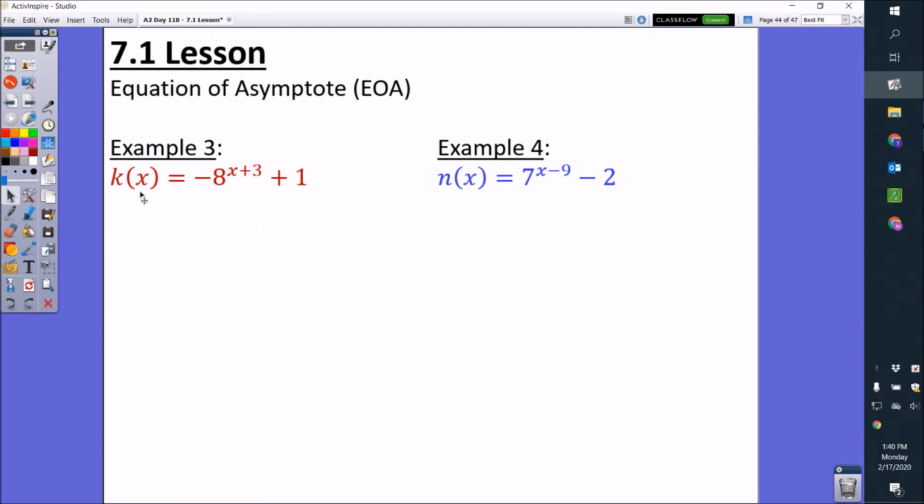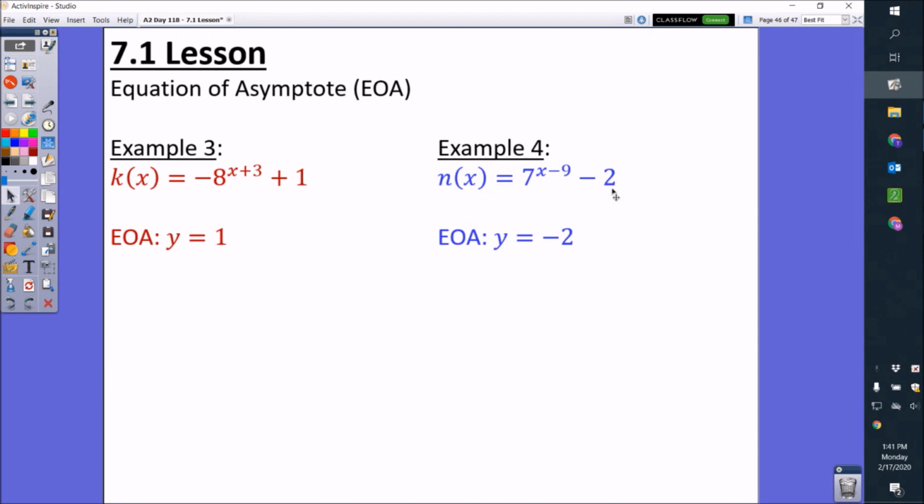Example 3, we have k of x equals negative 8 to the power of x plus 3, and then the plus 1 in the back. If I were to use the pattern I just learned from examples 1 and 2, then I think the EOA, the equation of asymptote, will be y equals 1, which it is. If you were to graph this function, you can clearly see that there will be a horizontal asymptote at y equals 1. So using that pattern, let's try example 4. Example 4 is n of x equals 7 to the power of x minus 9, and then minus 2. If I were to use the same pattern, then I would look at the minus 2 for my EOA. So my final answer for EOA would be y equals negative 2, which it is.